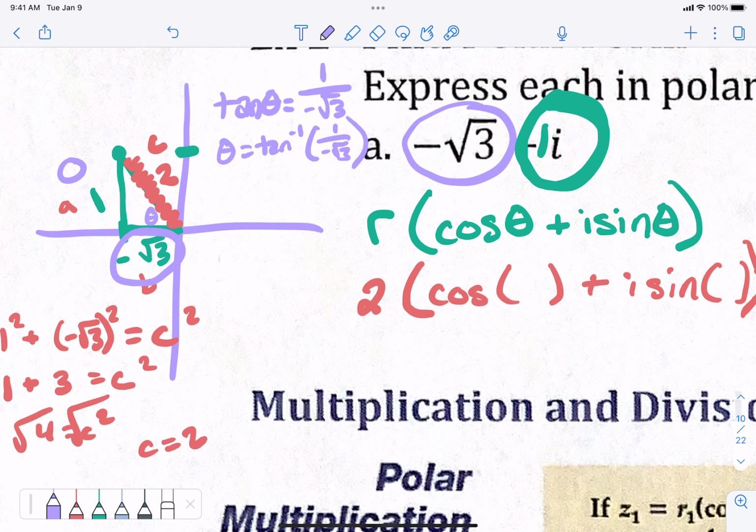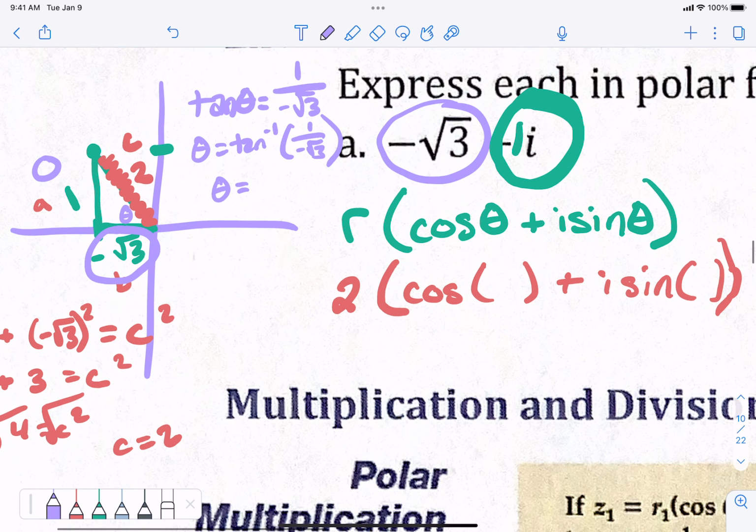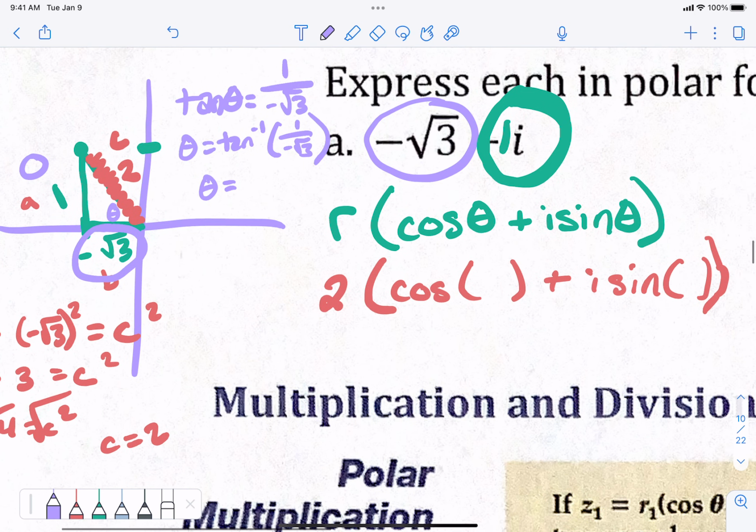Inverse tangent of 1 over the square root of 3 is 30. But it should be negative 30 actually in your calculator, is what it will come up with. But do it real quick. Negative 30.